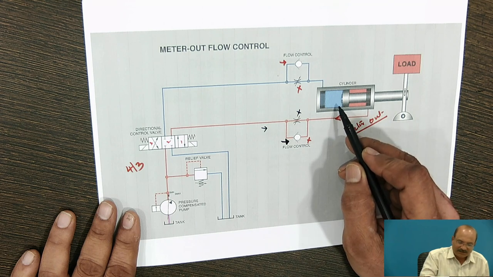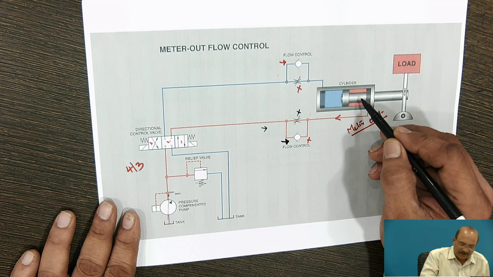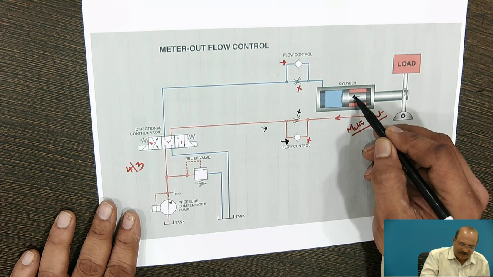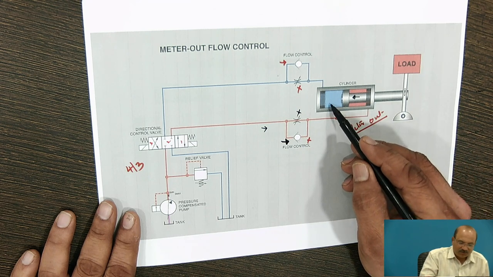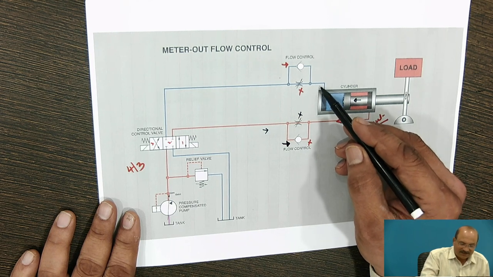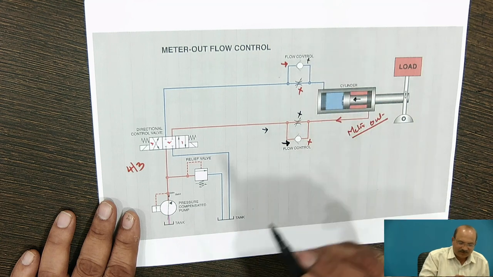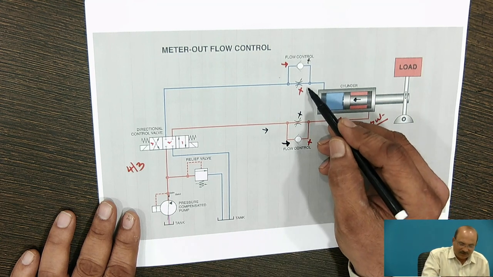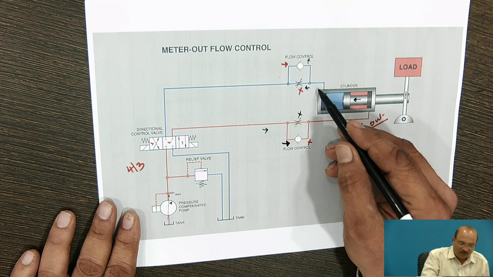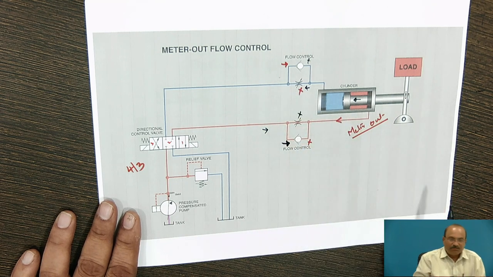Retardation is going to take place. This is expansion, this is retardation. While it is moving in this way, pressure is created here and the oil comes here. When this oil comes here, this is restricted. I am showing it in black color. This is restricted, and now this is opened. So the outlet of oil is once again controlled, which is called a meter out circuit.